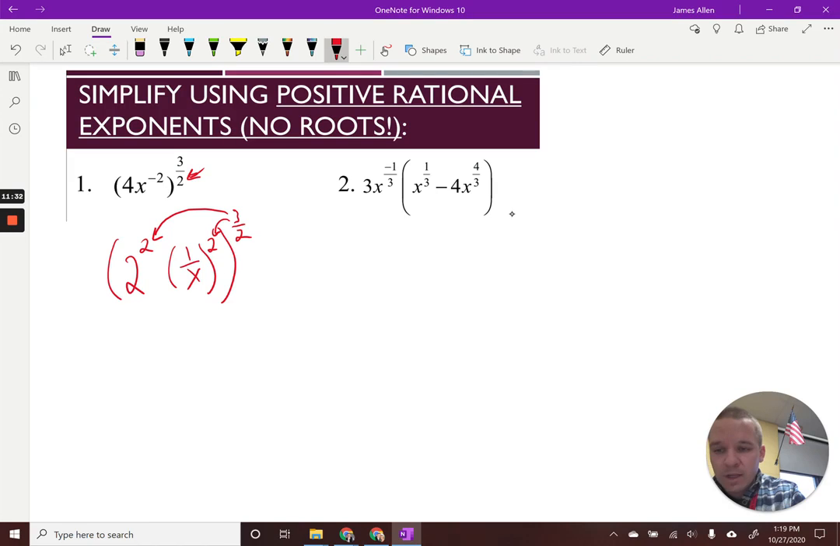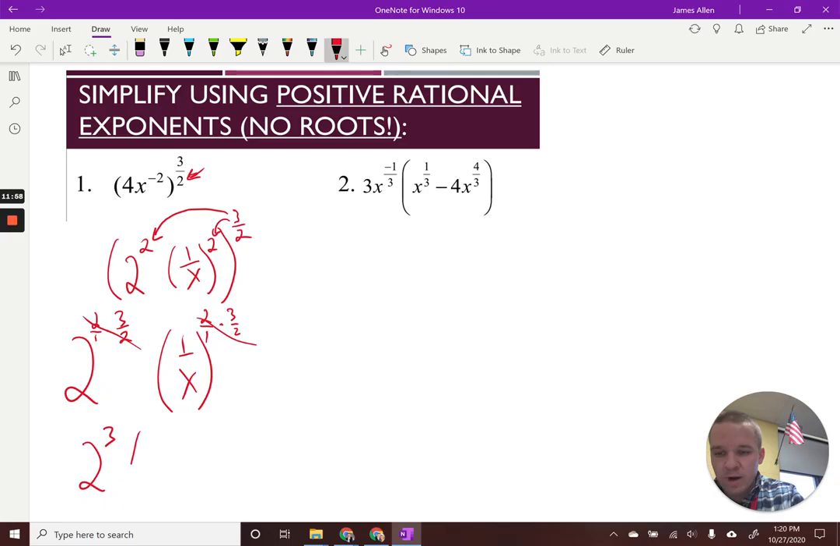And so then I have, just as a refresher, 2 to the 2 over 1 times 3 over 2. And then I have 1 over x raised to the 2, which could be written as 2 over 1 multiplied by 3 over 2. And now I would see, okay, well, those are going to go away. I'm going to have 2 to the third. And then here I'm going to have 1 over x to the third. I like it.